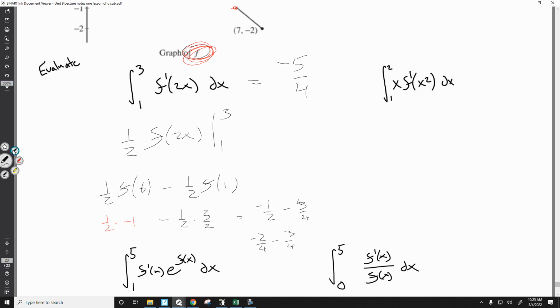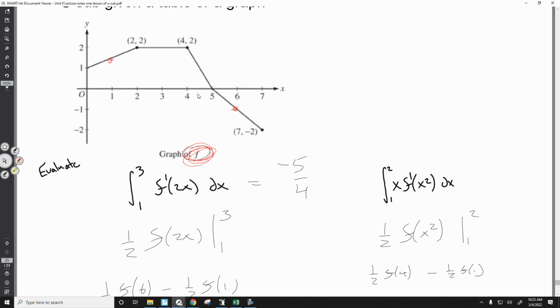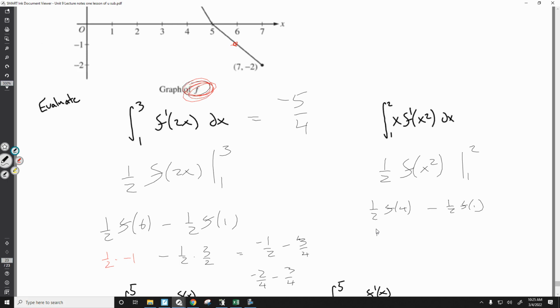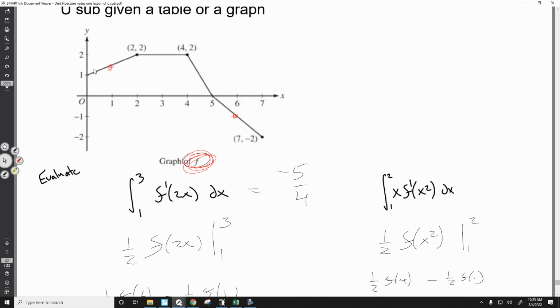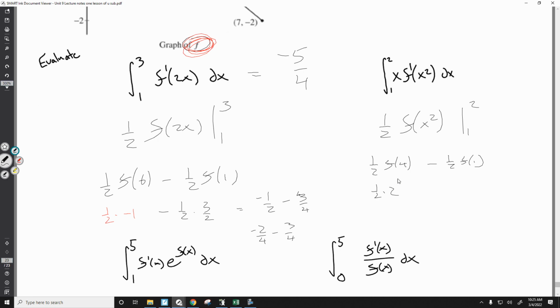If I were to do this all at once, take the antiderivative of the outside, leave the inside. If I took the derivative of x squared to be 2x, I don't want a 2x, I just want x. I need a 1/2. Plugging in 1 and 2, I get 1/2 f of 4 minus 1/2 f of 1. f of 4 is 2. f of 1 is 3/2. I get 1/4. And it's the same for these.